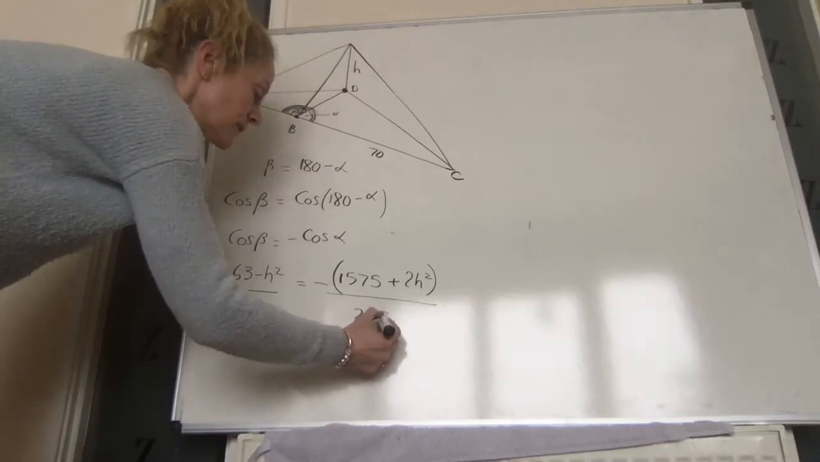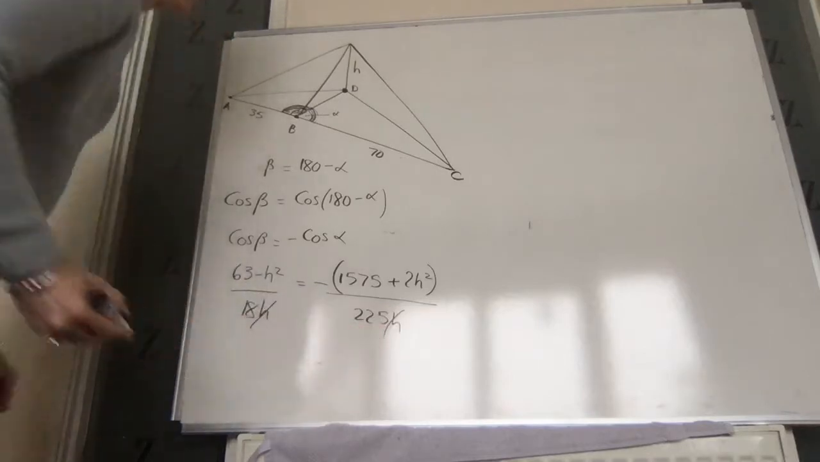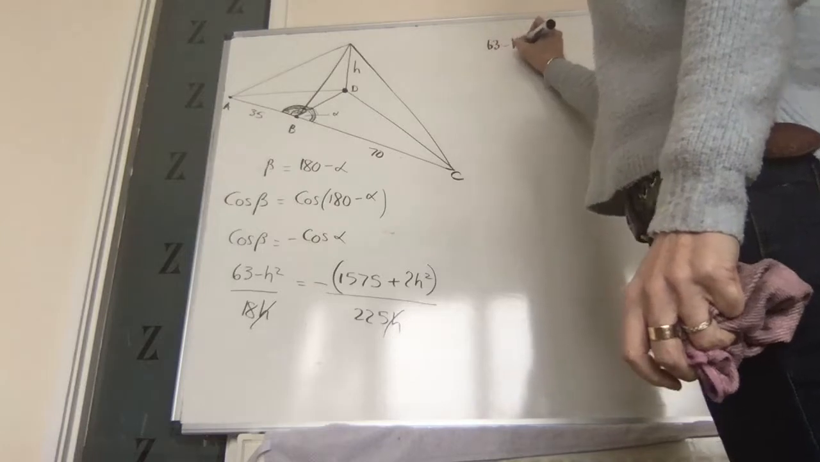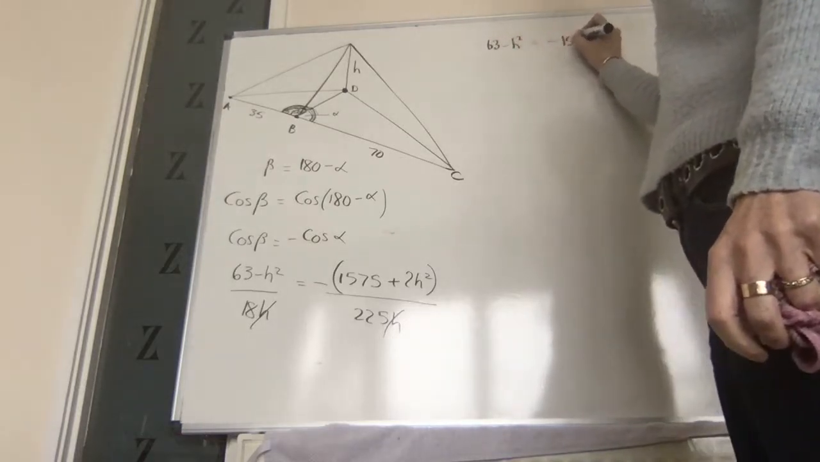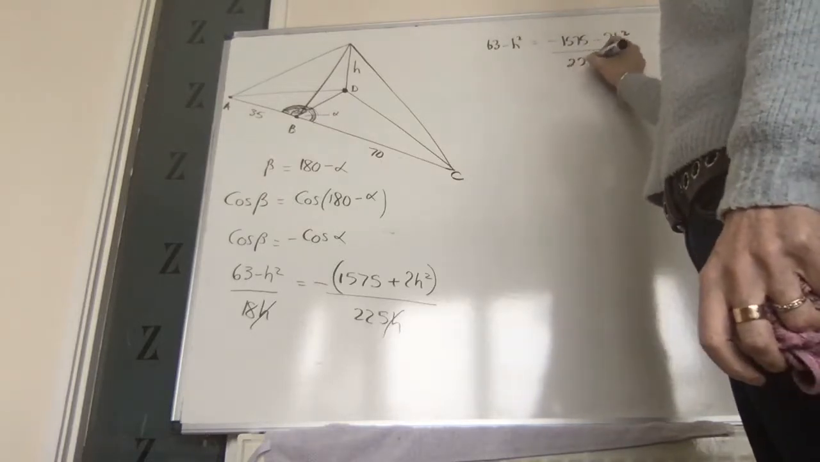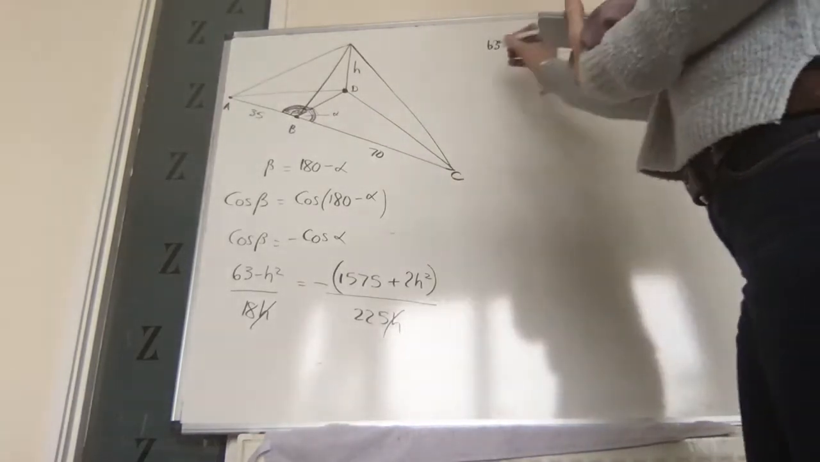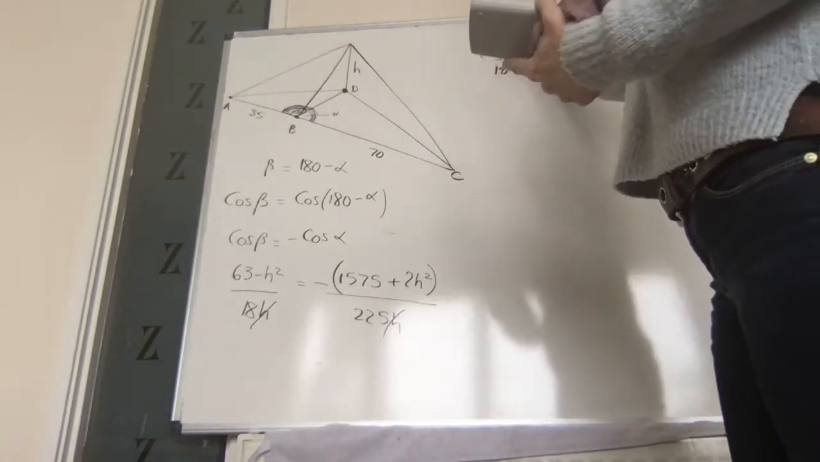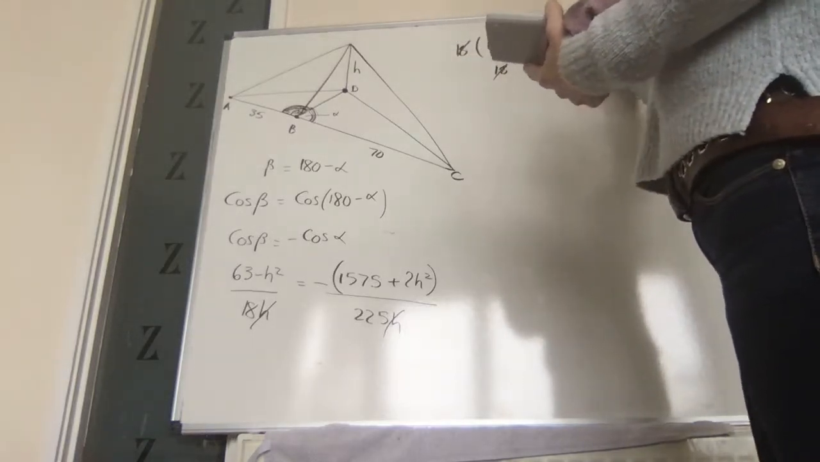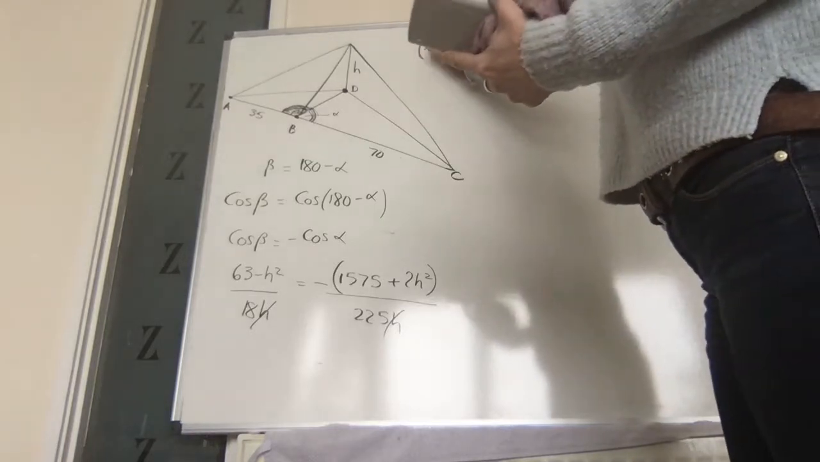over 225h. Okay, the first thing to do, you have an h here and an h here, so multiply both sides by h. Then you have 63 minus h squared is equal to minus 1575 minus 2h squared. I'm just multiplying the minus over 225. Okay, so let's multiply by 18 to get rid of that fraction, and multiply by 225 to get rid of that fraction.